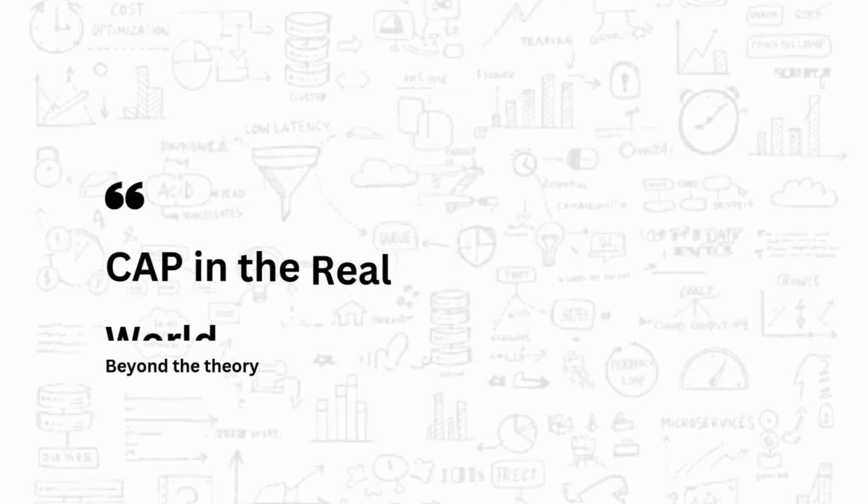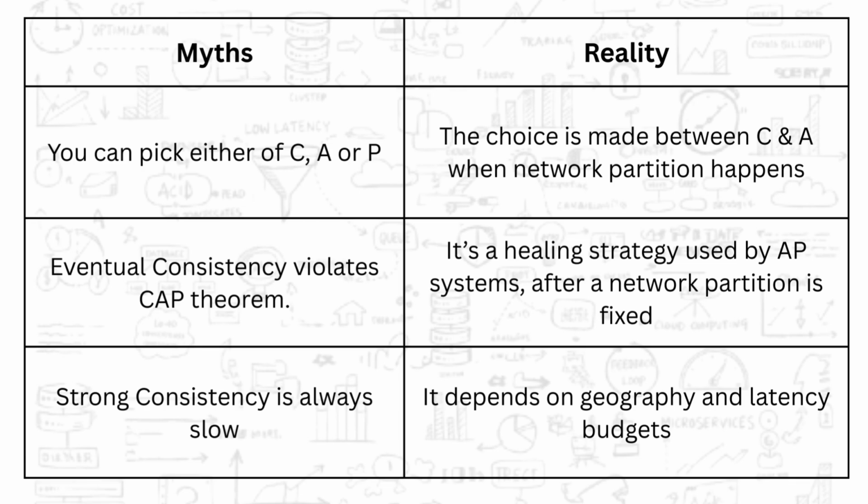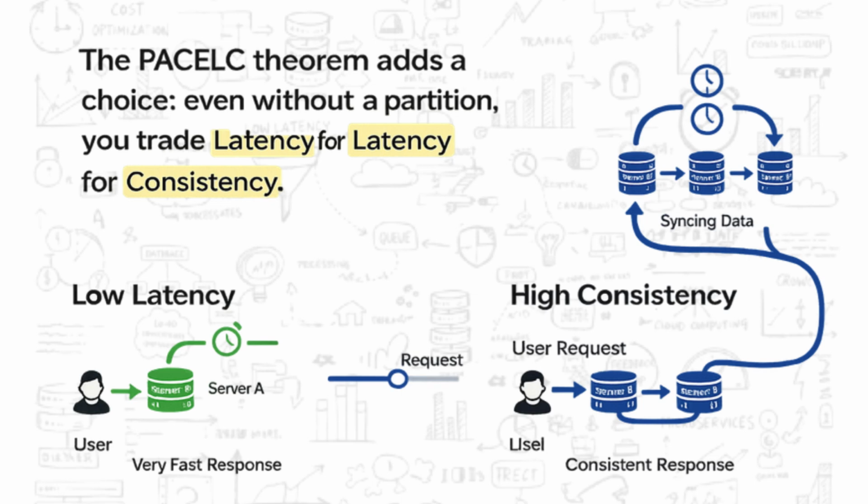Okay, theory is great, but let's talk about how this all plays out in the real world, and maybe bust a few common myths while we're at it. Yeah, there are a few misconceptions that pop up all the time. The biggest one is that you pick 2 out of 3 for your system forever. That's not really it. The reality is you choose between C and A specifically during the time a partition is happening. Another big one is about eventual consistency. That's not some weird third option that breaks CAP. No, it's actually the AP strategy for how to clean up and get back to a consistent state after the partition is over.